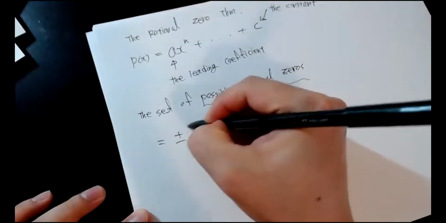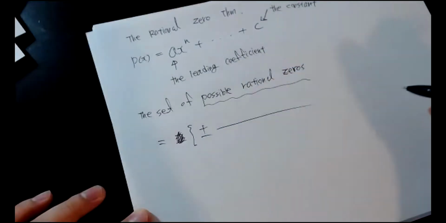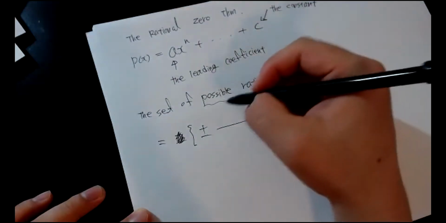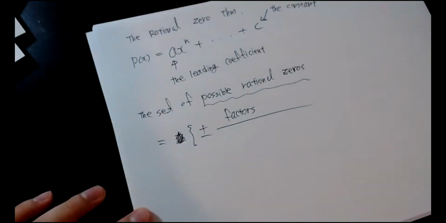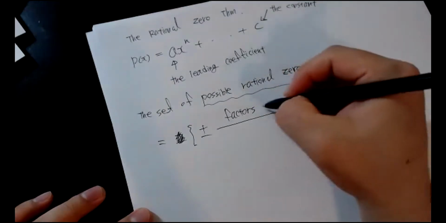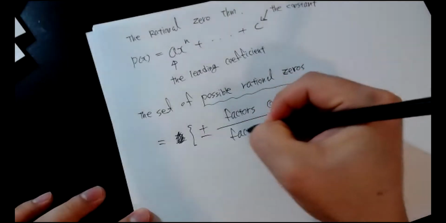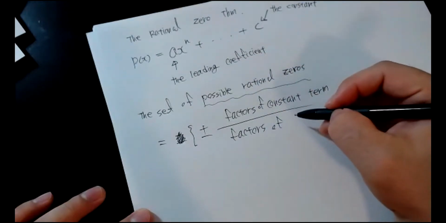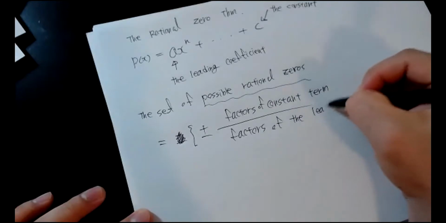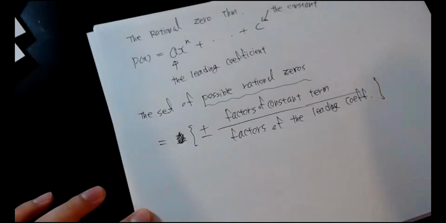So this is equal to plus or minus, in set notation, of that fraction. The top one must be the factors of the constant term, divided by the factors of the leading coefficient. Keep this in mind.